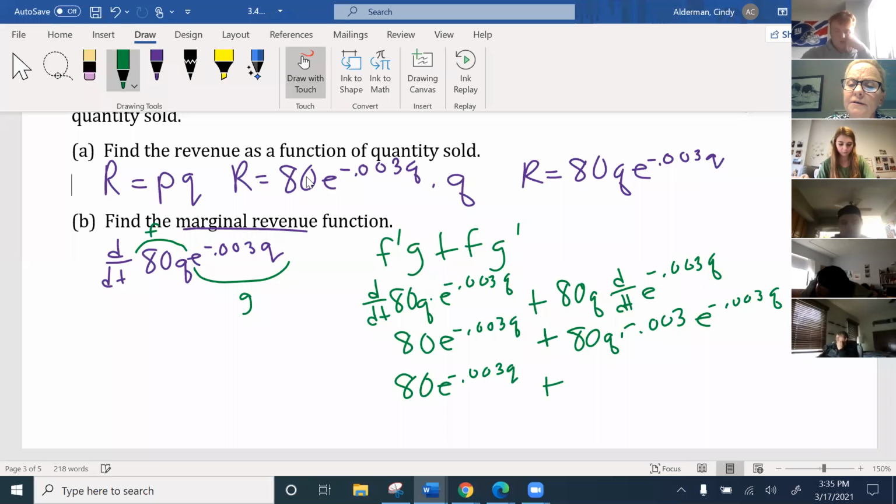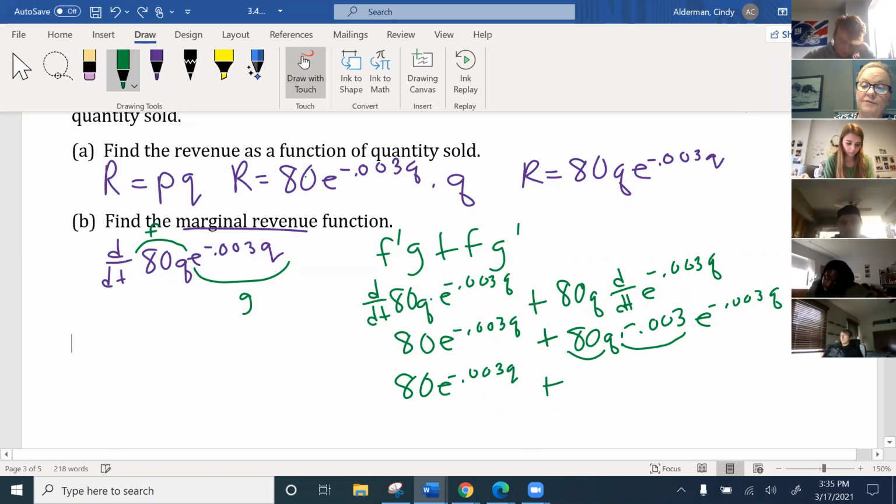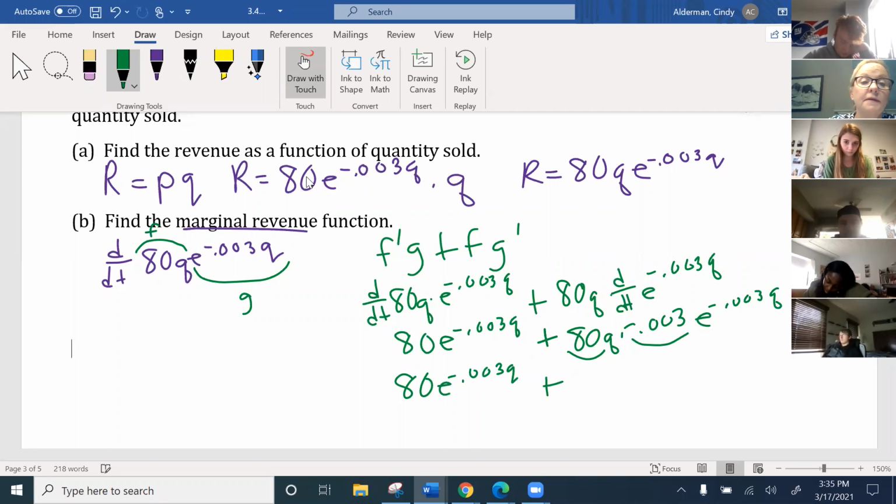And what we're going to do here is we're going to take this 80 and multiply it by this negative 0.003 to get a negative, we get minus 0.24 q, and then just bring down the e to the negative 0.003 q.